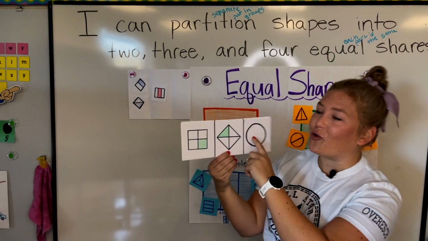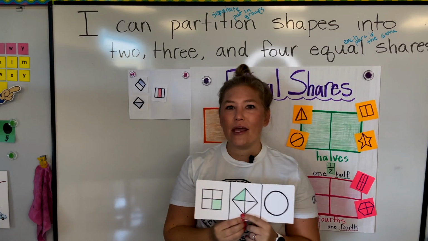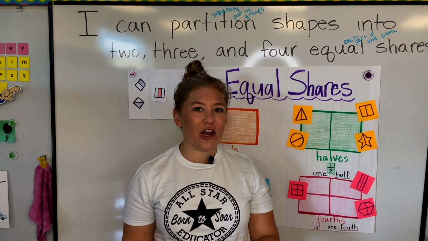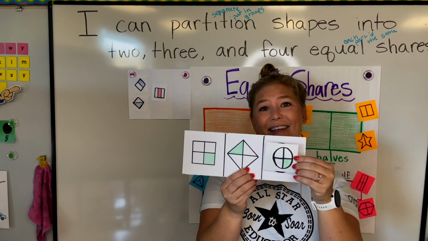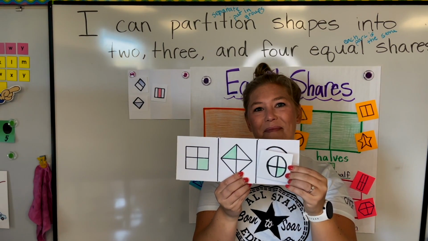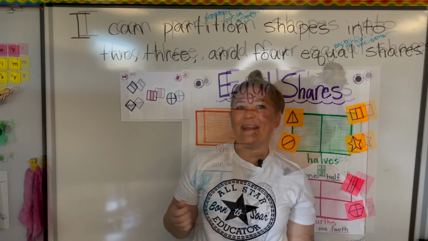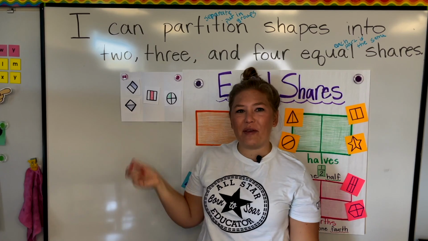You're right, our circle does not have 4 equal shares. Can you draw a circle in the last part of your paper and put it into 4 equal shares? Does yours look like this? All right, awesome job.